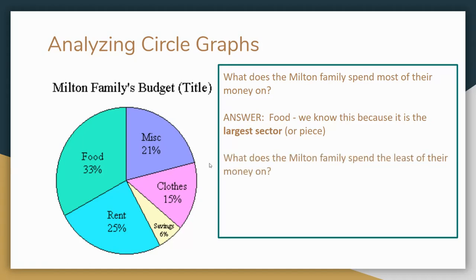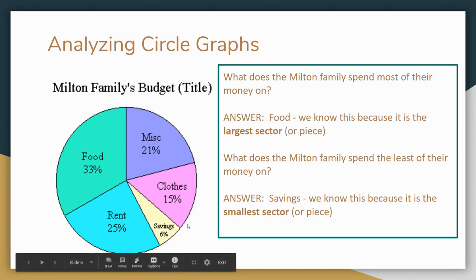What about the least of their money? What do they spend the least amount of money on? And that would be savings. So this time we wanted to look for the smallest sector or the smallest piece of the circle graph.